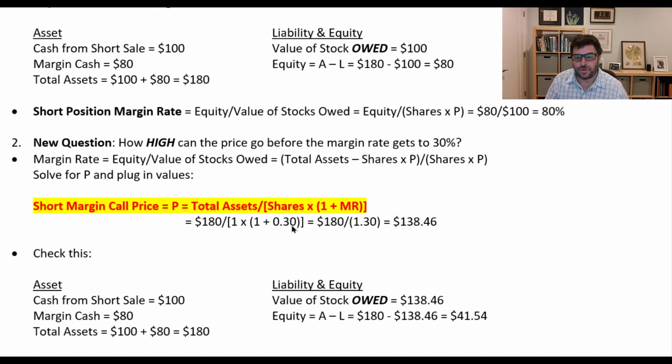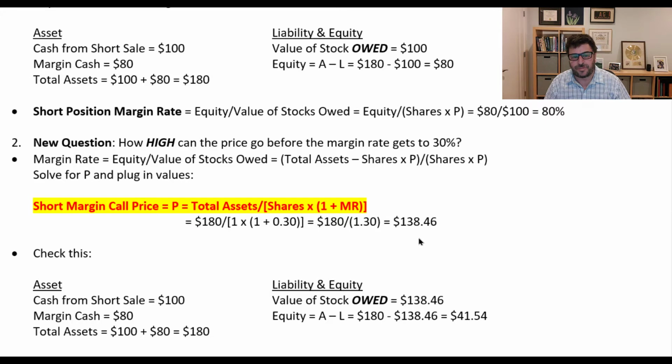Be careful when you're doing these computations. Order of operations, parentheses matter. You have to multiply the number of shares times 1 plus the margin rate, and then that all is 180 divided by that whole quantity. And so I get 138.46. And let me think, the price was $100. It's now 138.46. The price went up.